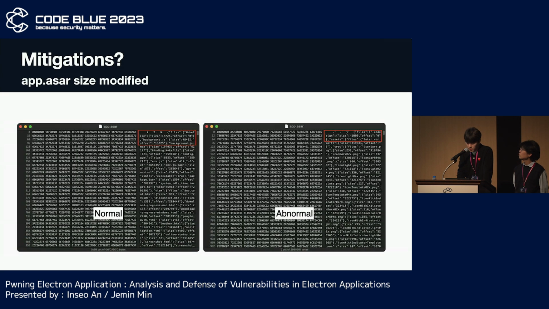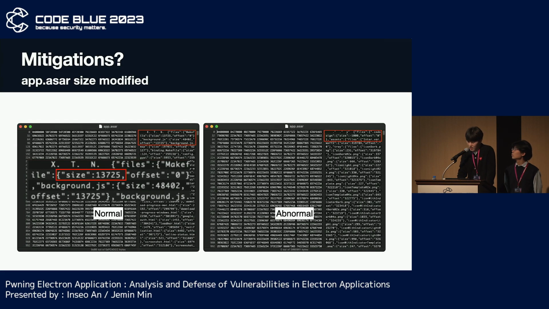Now I'm going to explain the technique that we discovered in the course of the project to bypass protection. First, manipulate the app.asar file size. If you look at the screen, the file on the left is normal size, but the file on the right has an abnormal size.